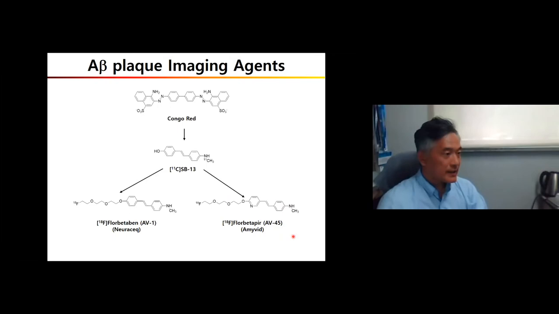Starting from Congo Red, SB13, Professor Kung developed this C11 version of SB13, and after that AV1, as you know, whose name is florbetaben or Neuraceq, has almost the same structure, but contains a pyridine ring at the center. They developed AV45, a compound that was licensed out to Eli Lilly. So these two compounds were also commercialized in the US and Korea. So in the case of Korea, we have four different amyloid PET imaging agents in the clinical stage.